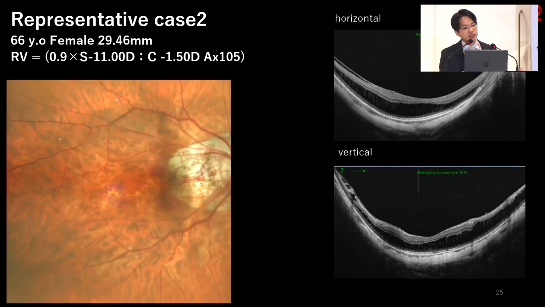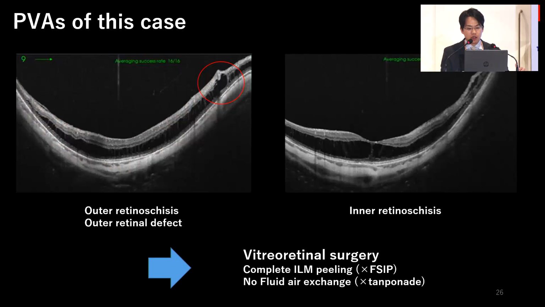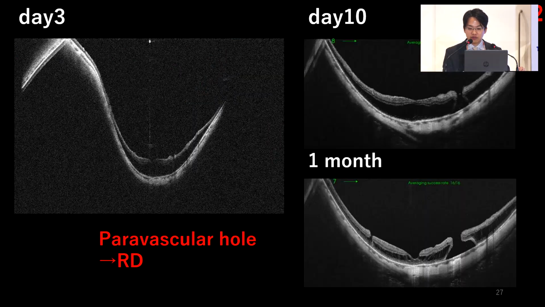The second case is a 66-year-old female with 29.46 millimeter axial length. We could detect posterior staphyloma with normal color from this photo. We could not evaluate PBAs correctly because we did not take wide field OCT preoperatively. There was outer retinoschisis and an outer retinal defect region. We conducted vitreoretinal surgery with complete island peeling and no tamponade. At day 3 after the surgery, we could detect a tiny parabascular hole. One month after the surgery, retinal detachment occurred around the parabascular hole region.